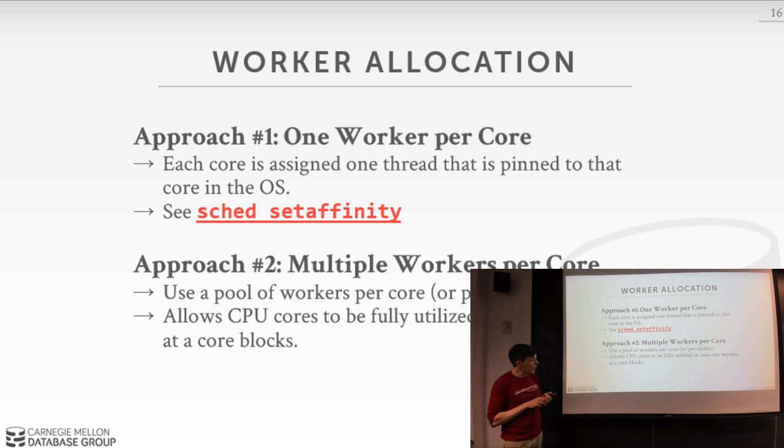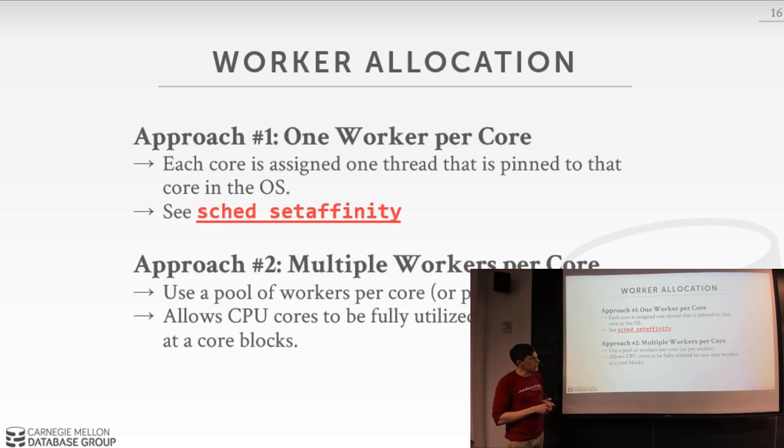This is what the Morsel approach does as well. The way you can do this is there's a syscall you can make called sched_setaffinity, where you can tell the operating system, for my thread, here are the CPU IDs that I'm allowed to run on. For each worker thread, you say, you run on one, and the next guy says, I run on two, and you provide a mask saying which cores these threads can run on. So you prevent anybody else from getting scheduled on that core, and you have dedicated access to it.